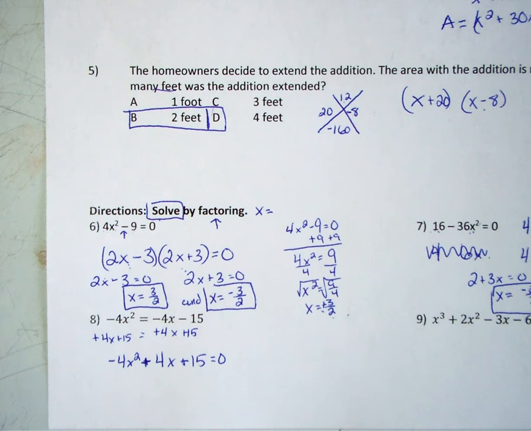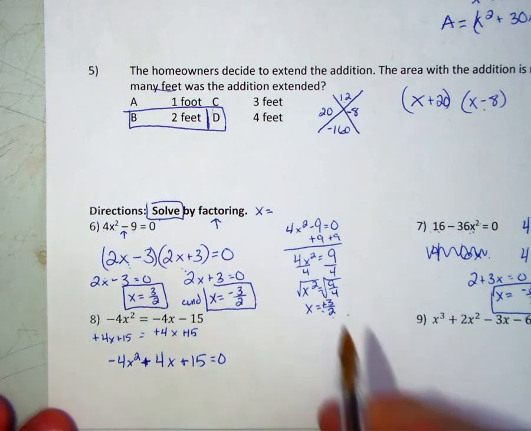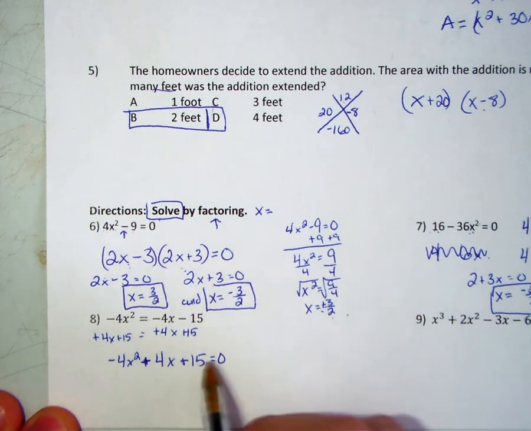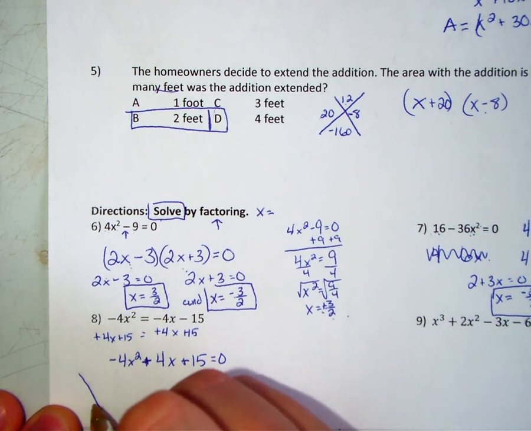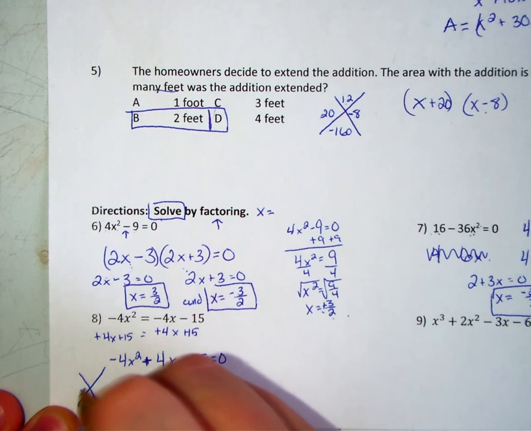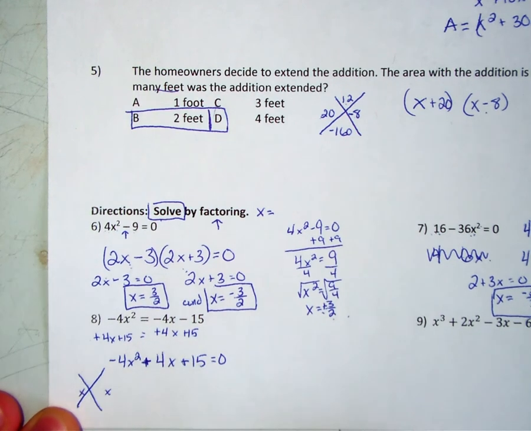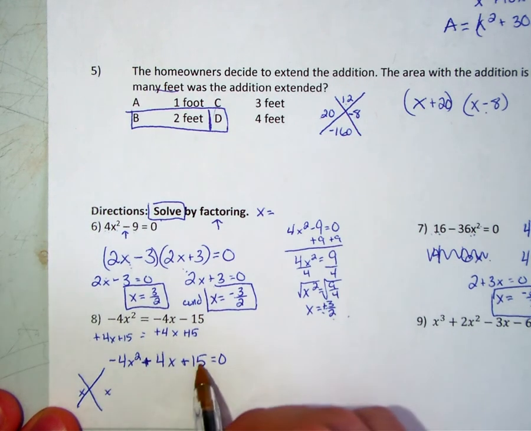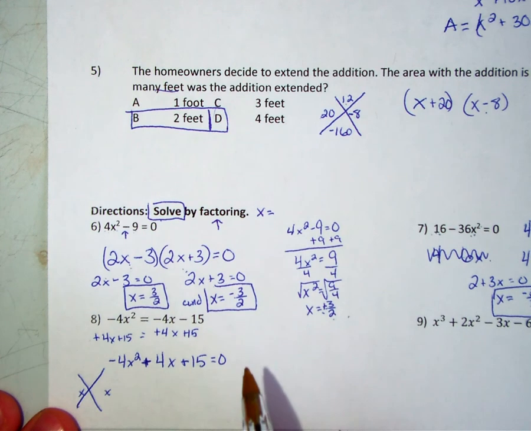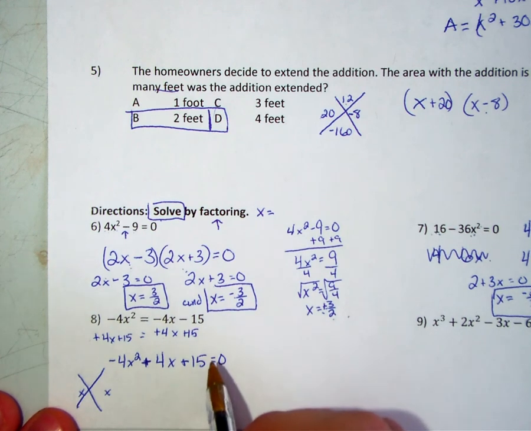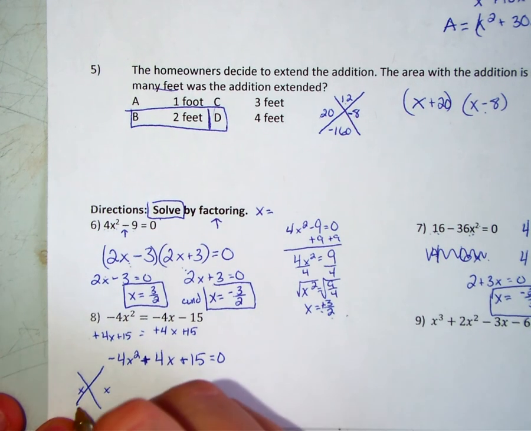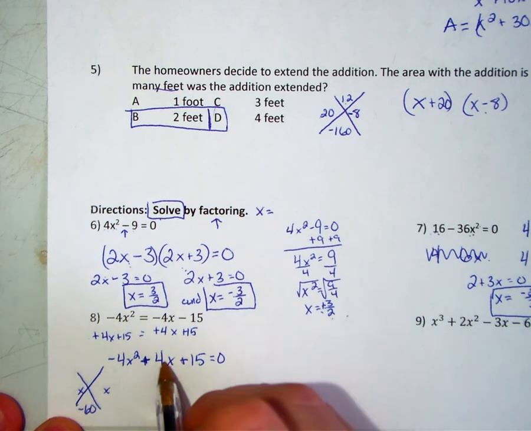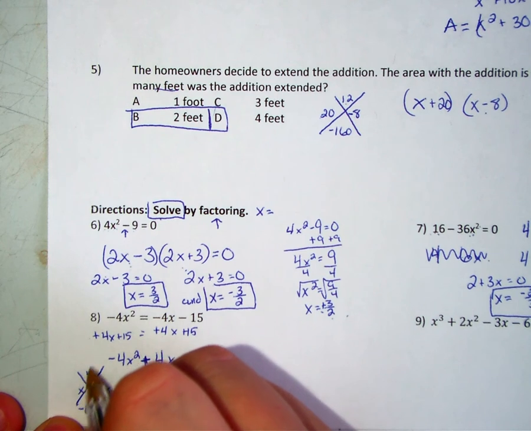So the very first thing I want to do is set up an x games, plugging in the x because we know we're going to need to divide something or split that middle term. So 15 times negative 4 is a negative 60. And we want our terms to add together to 4.